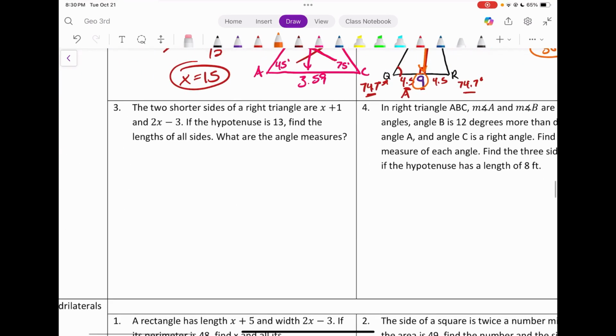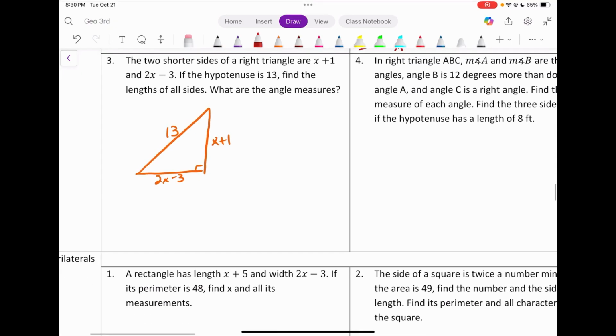Next problem. The two shorter sides of a right triangle are x plus 1 and 2x minus 3. So let's draw us a right triangle. And we know the two legs, the shorter sides, are x plus 1 and 2x minus 3. Hypotenuse is 13. The relationship we have between the legs and the hypotenuse, the three sides of a right triangle, is a squared plus b squared is equal to c squared.